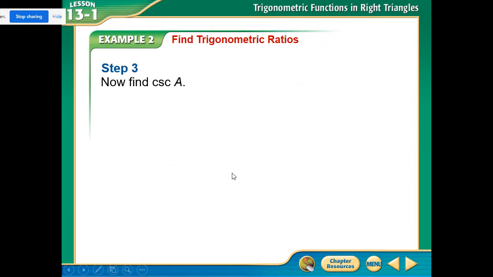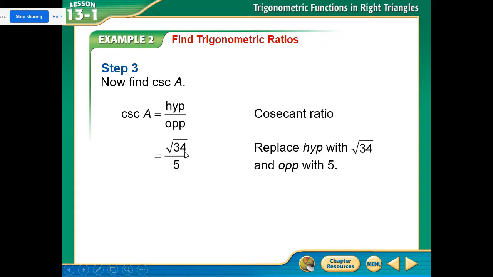Now we need to find the cosecant. Cosecant is hypotenuse over opposite. So hypotenuse over opposite, and now we know what the hypotenuse is. It's the square root of 34, and the opposite is 5. So we just write it as square root of 34 over 5. And that's my answer. And I can do it with any of them. They just asked for the cosecant this time.